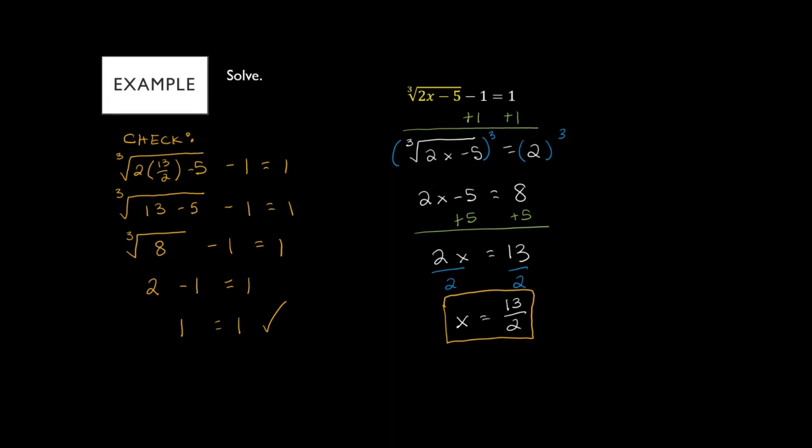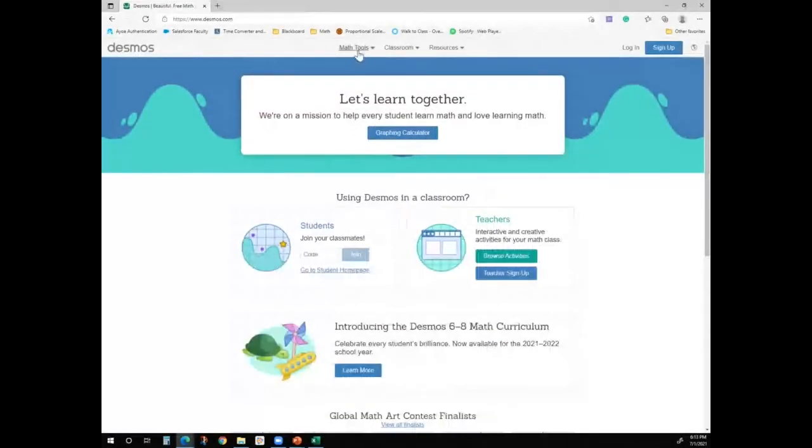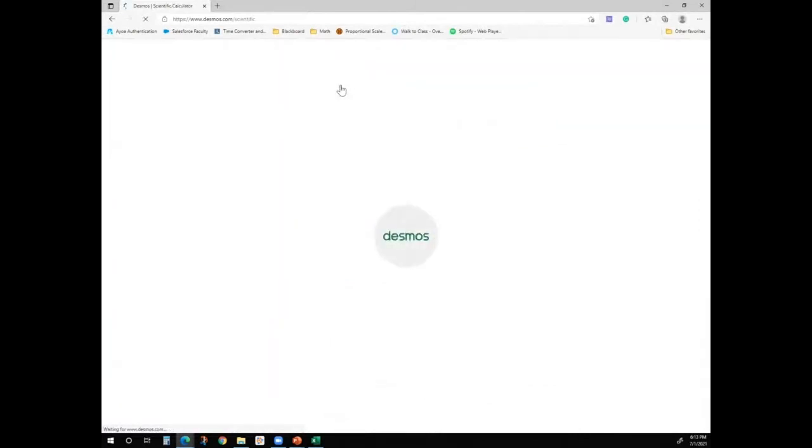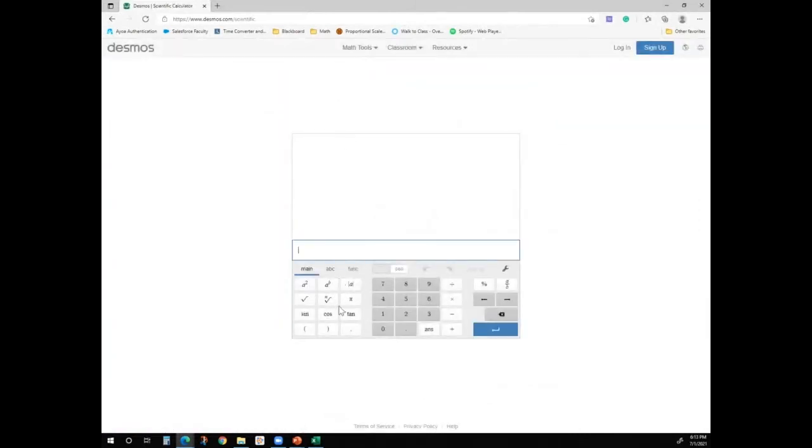Now, let's say you're not good at cubed roots and you don't really know how to do this on your calculator. I'm going to bring Desmos over, the scientific calculator. If you're really struggling, this is the button you can use for cubed roots. When I click that button, it automatically puts me up in the index, so I can type a 3, and then put my number underneath, 8, and that will give me 2. So if you have a handheld calculator and you're not sure how to use it, you can use this Desmos calculator.